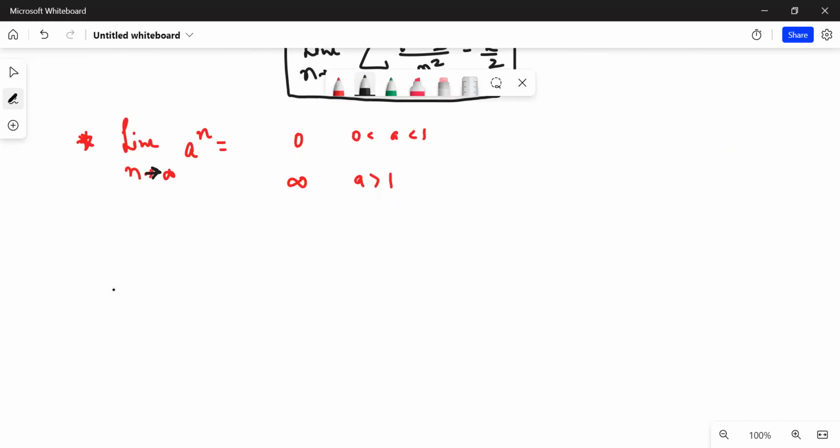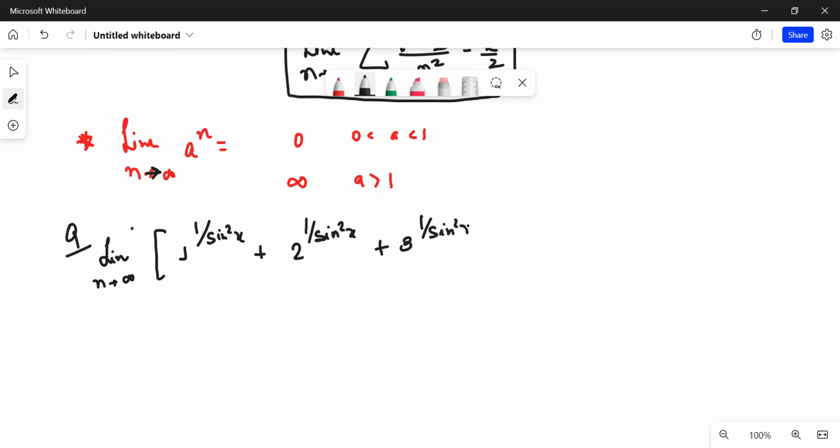And here I want to evaluate, let's say this is the question, the limit n tends to infinity of 1 raised to power 1 upon sine square x, plus 2 raised to power 1 upon sine square x, plus 3 raised to power 1 upon sine square x, plus and so on up to n raised to power 1 upon sine square x, and this whole raised to power sine square x.